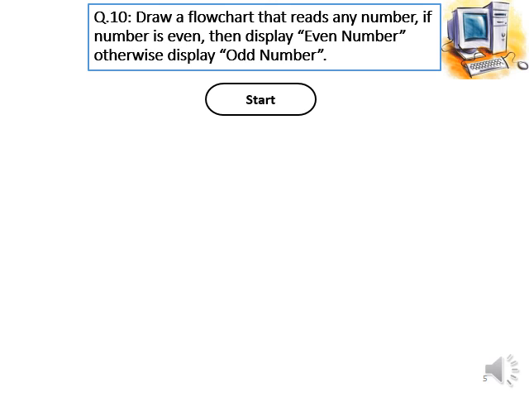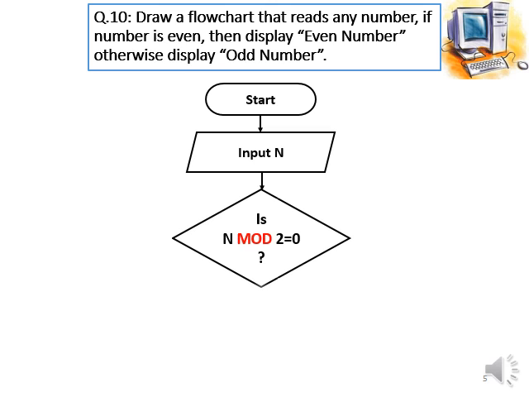First of all, the start symbol, then input number n. Now we will find out whether this number n is an even number or odd number. For that purpose we will put a conditional statement, and it will be represented by a diamond symbol. Here we are writing: is n mod 2 equal to 0? Mod is an operator. Now mod stands for modulus. It gives us the remainder of any expression.